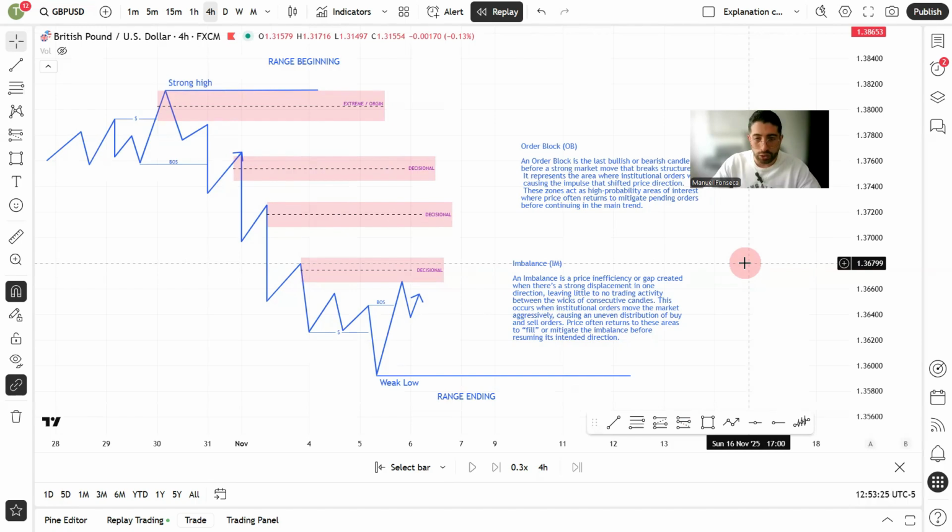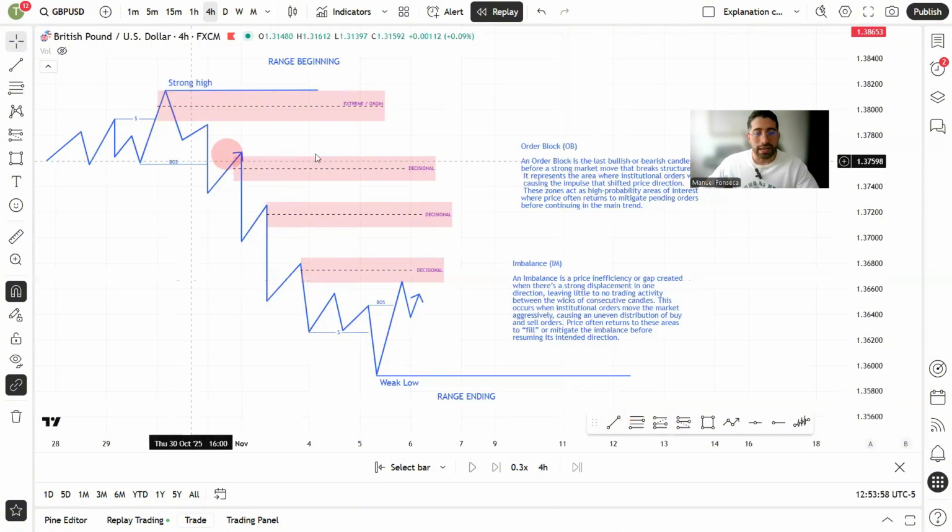This occurs when institutional orders move the market aggressively, causing an uneven distribution of buy and sell orders. Price often returns to these areas to fill or mitigate the imbalance before resuming its intended direction. Again, if you want more detailed information about this, please watch the video where I show clearly how to spot them.